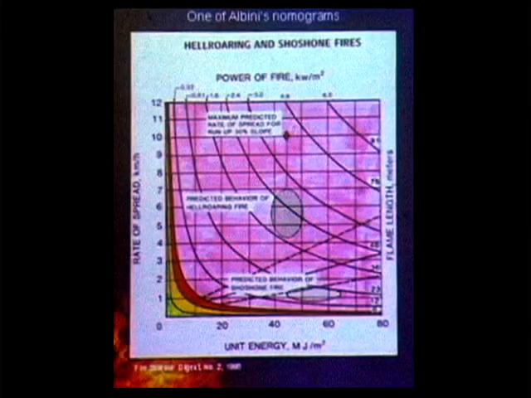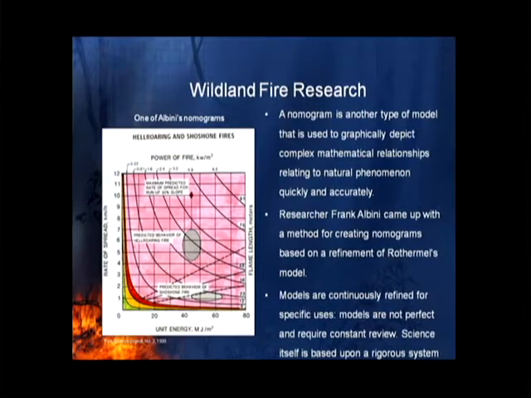There's Albini's nomogram. Albini was a brilliant mathematician. He's got pages of derivations and integrals that went into this kind of thing. I'm not going to go into that here, but needless to say, he took Rothermel's equation and his findings and refined them. And in around 1976, he came up with a nomogram. Now, a nomogram is actually used for a lot of other things, apparently. It's another type of model that is used to graphically depict complex mathematical relationships, relating to natural phenomena quickly and accurately.